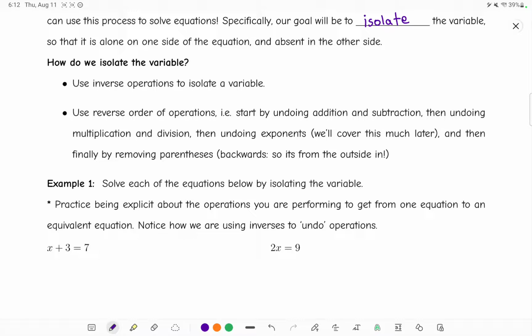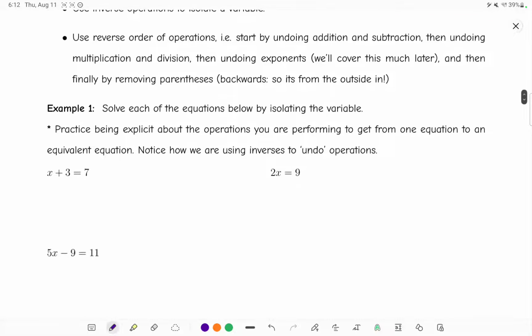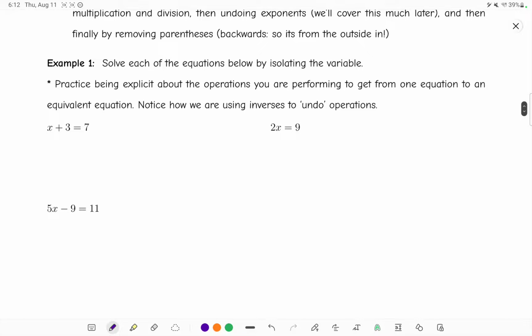So example 1, solve each of the equations below by isolating the variable. And it's really a good idea right now while you're getting the hang of it, to practice being explicit about the operations you are performing to get from one equation to an equivalent equation. Notice how we are using inverses to undo operations. So for the first one, x plus 3 equals 7, I want to get the x by itself, so I need to do the opposite of plus 3, which is minus 3. And whatever we do to one side, you must do to the other. So then we get x equals 4.